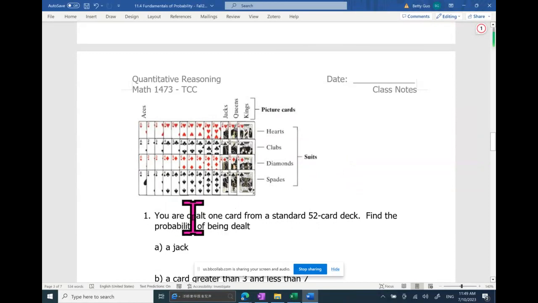In each suit, we have 13 cards. A here represents number 1, and then 2, 3, 4, 5, 6, 7, 8, 9, 10. J here is 11, Q is 12, K is 13. All right, so 13 times 4 is 52. So we have 52 cards in a deck. J is jacks, Q is queens, K is kings.